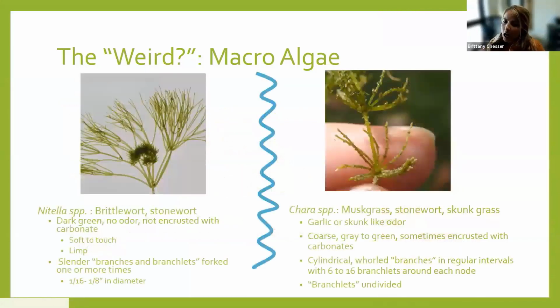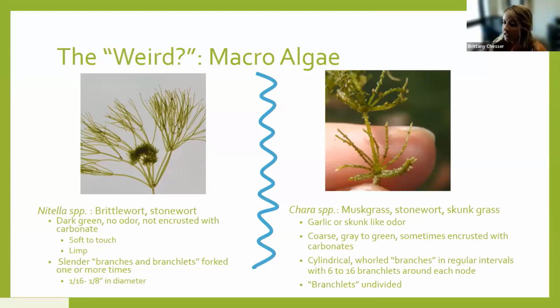So here's a comparison of the two common types of macroalgae that I mentioned. Nitella over on the left is also known as stoneworts, and they're typically dark green in color. They're odorless and they're soft to the touch, and they have many forked branches. And so Chara on the right-hand side is also known as muskgrass just because it has a very strong odor when you crush it up in your hand. And it is coarse and green to gray in color because it actually draws calcium carbonate out of the water.